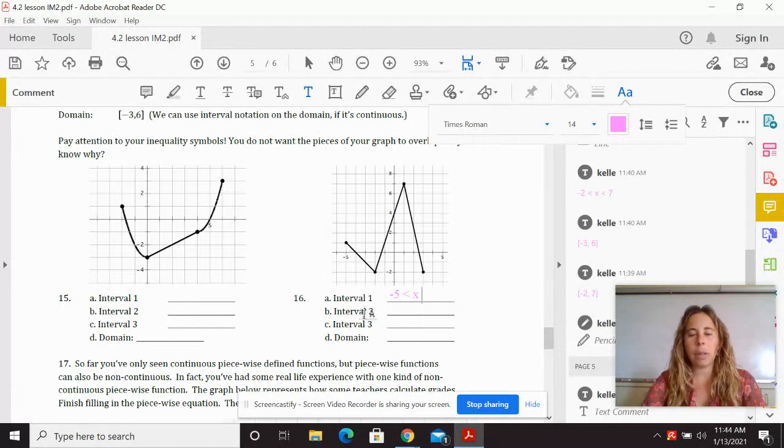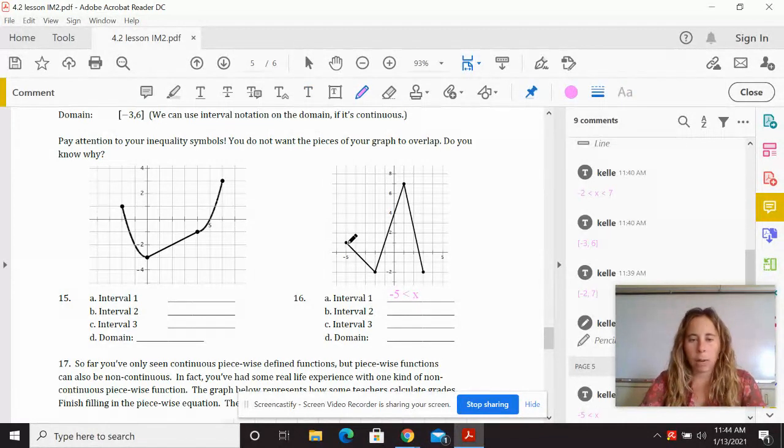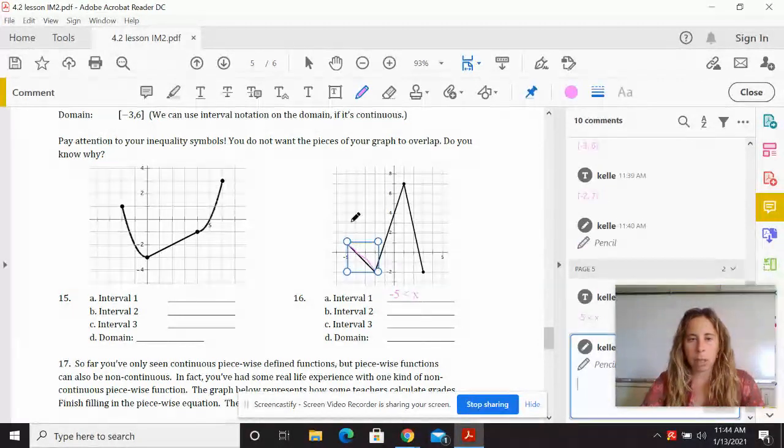And then where does interval 1 end? Looking at the x values. The interval 1, we're talking about this piece of the graph. When does it end? When does it change? Let me make it colorful. Hold on. That's fine. Interval 1 is talking about this piece of the graph.